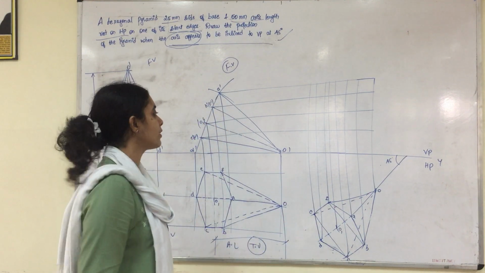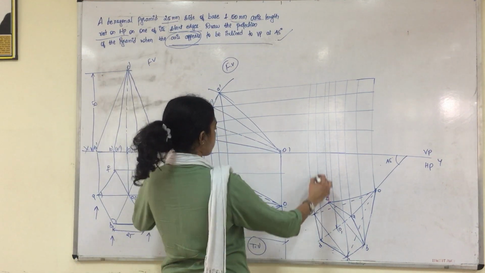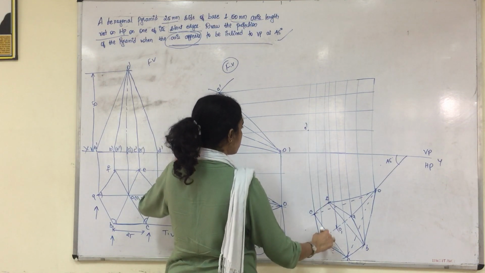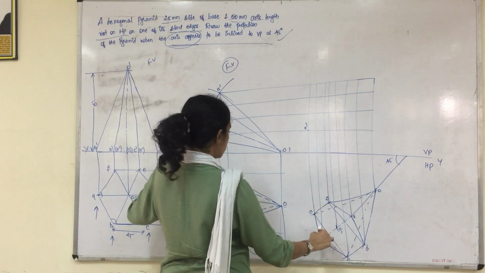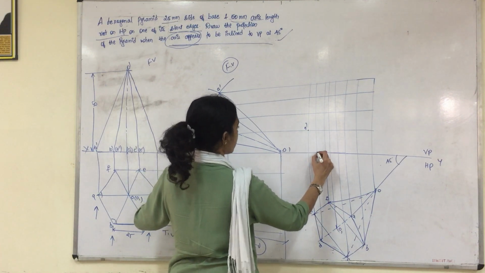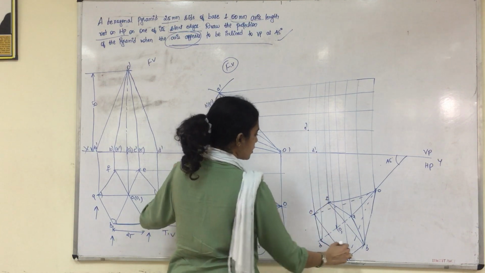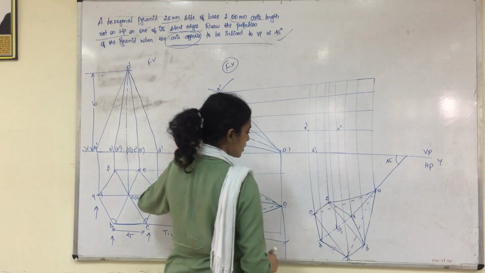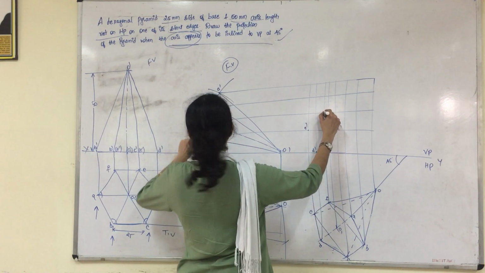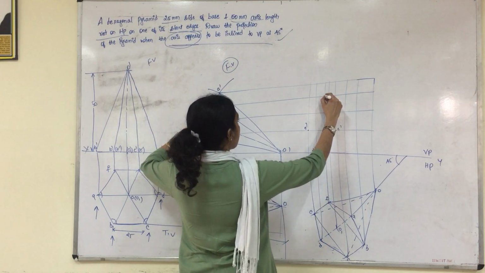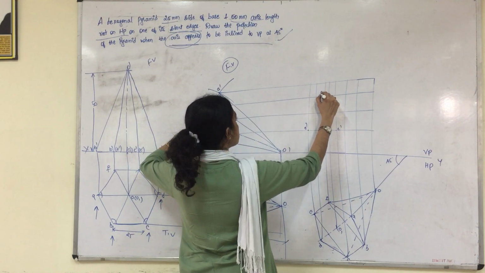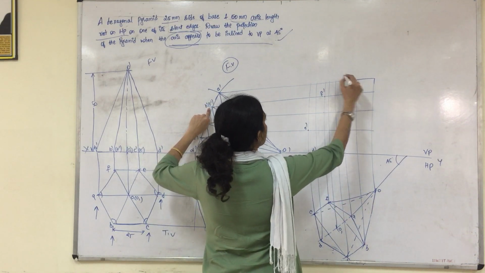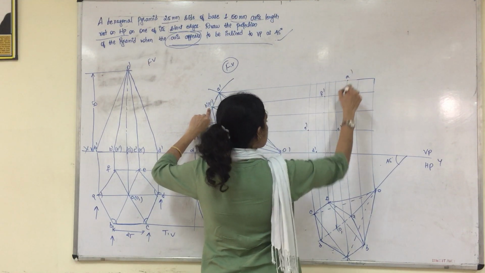After this, please start reading the locus. So the locus of E is meeting E dash at this point. So this is our E dash. So the locus of D, so this is the locus of D. It is meeting along XY plane here only. So this is our D dash. So locus of C is meeting C dash at this point. So this is our C dash. Locus of F. So locus of F is meeting F dash at this point. So this is our F dash. And locus of A is meeting A dash at this point. So this is our A dash.